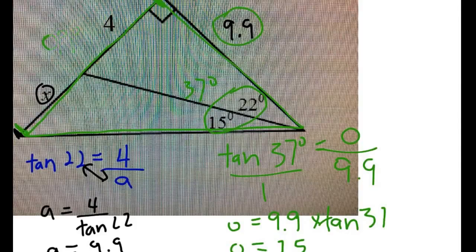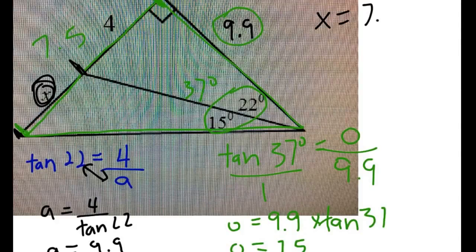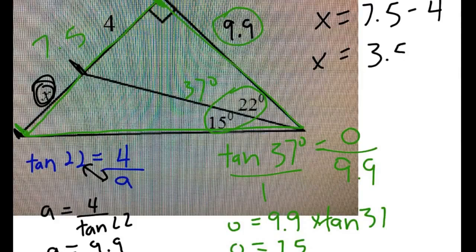And we're almost done the question, so we know this total side then is 7.5, but remember our original question, we just wanted the x by itself. So if the total is 7.5, we just got to subtract that 4 that was given to us, so our x then is 3.5.